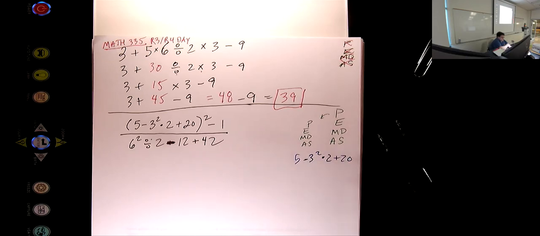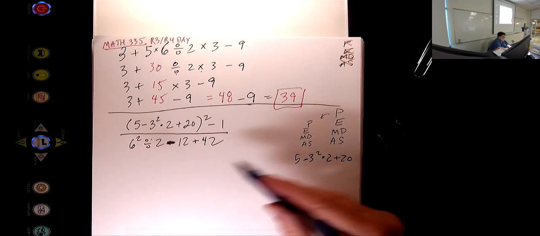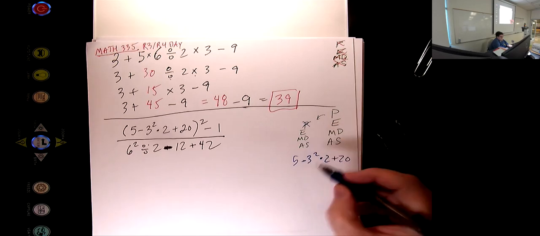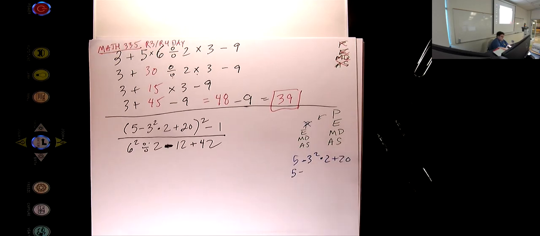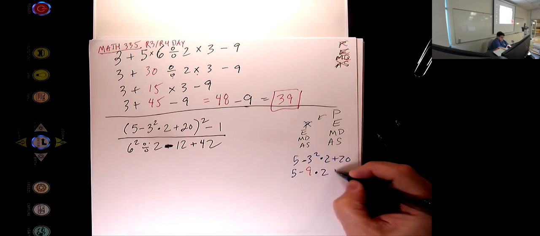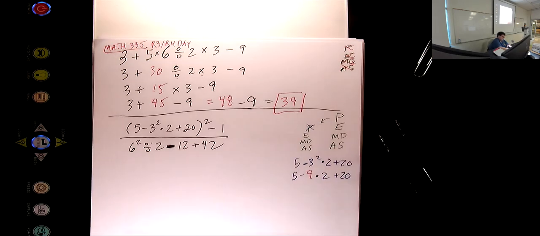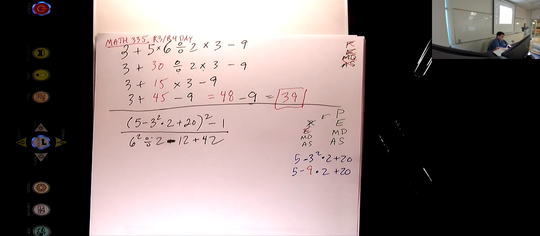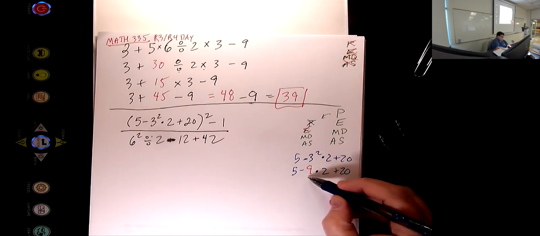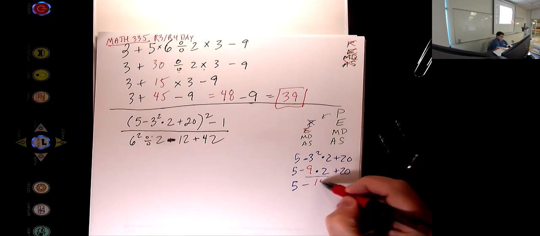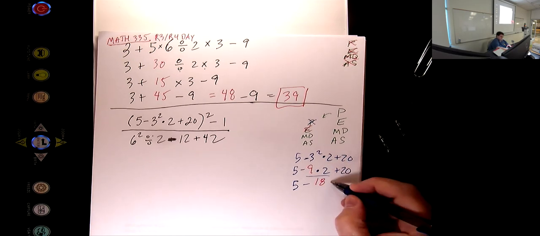So the first thing, there's no parentheses inside that other parentheses, so I don't need that one. And then the first operation is going to be exponents. So I got 3 squared is 9. And now I don't have any more exponents, so I can cross off my E. And multiplication and division, I only have 1. So I've got 5 minus 9 times 2 is 18, plus 20.